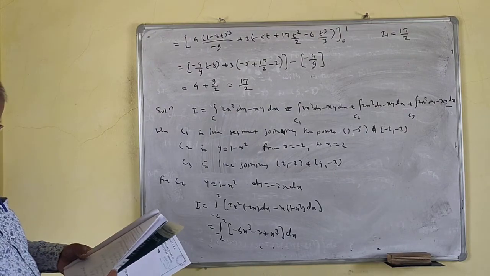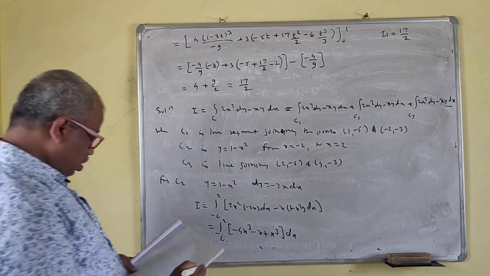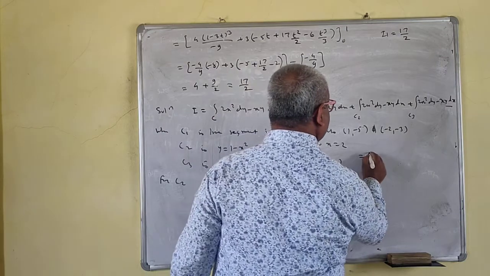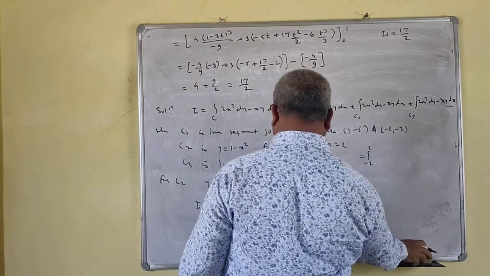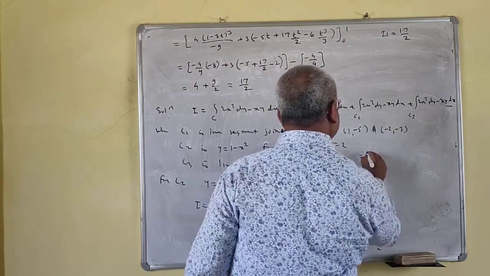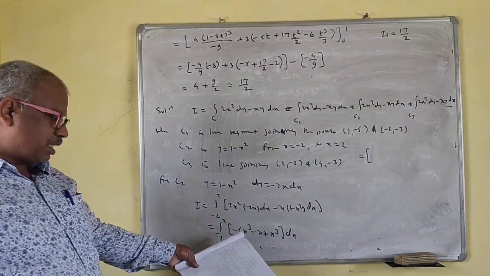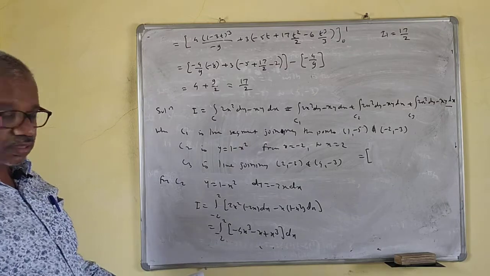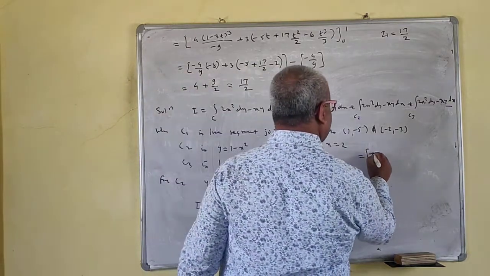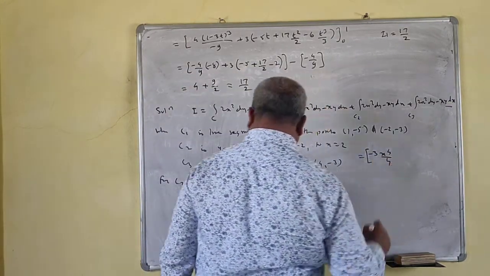Minus x cube dx. So this is what then? Minus 2 to 2. Directly we will integrate this. So this is what? Minus 3. It will be minus 3 x to the power 4.